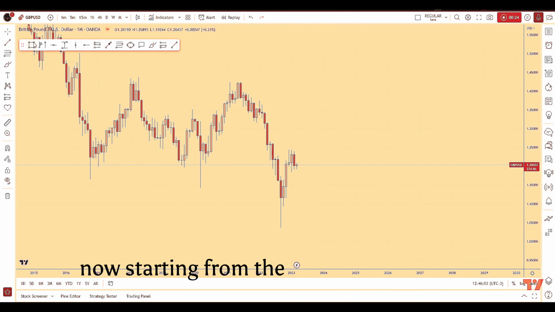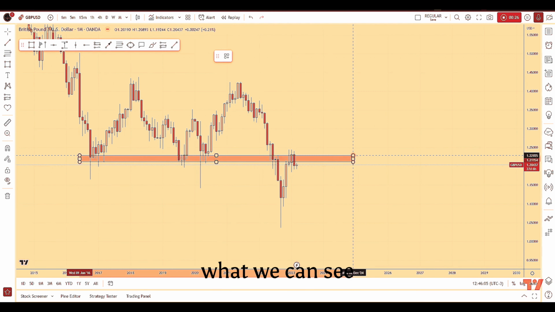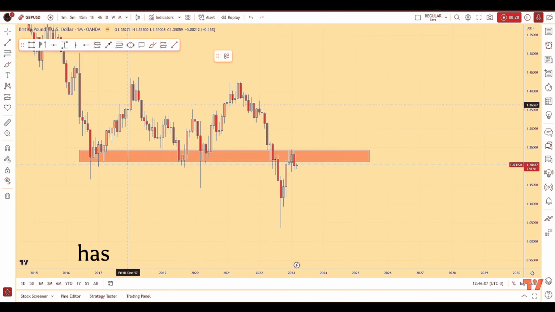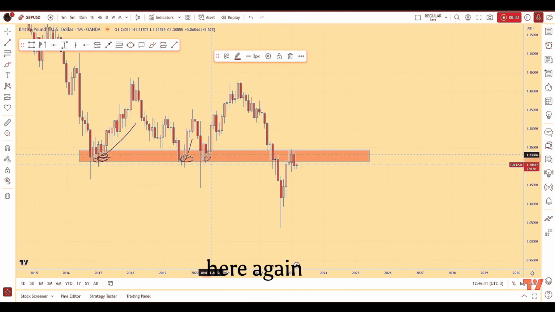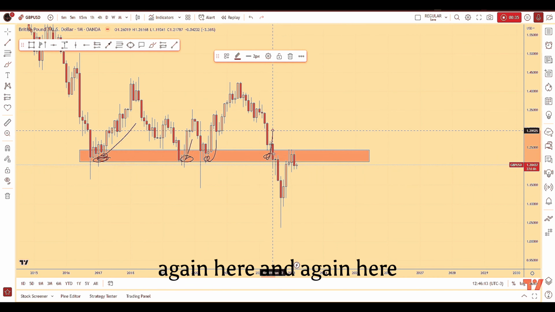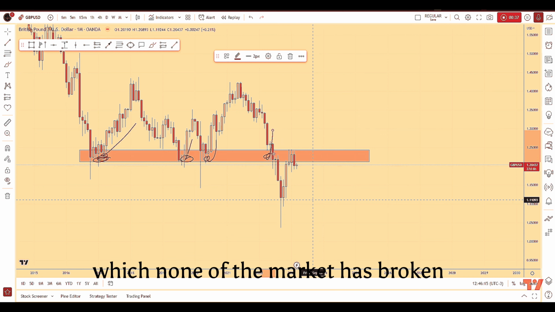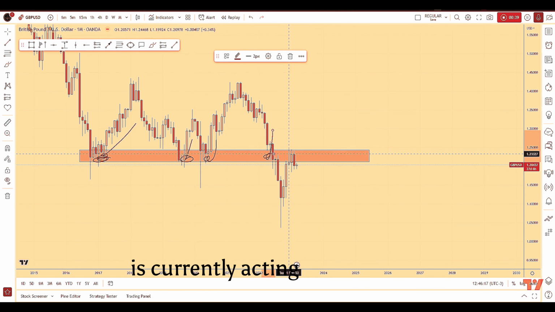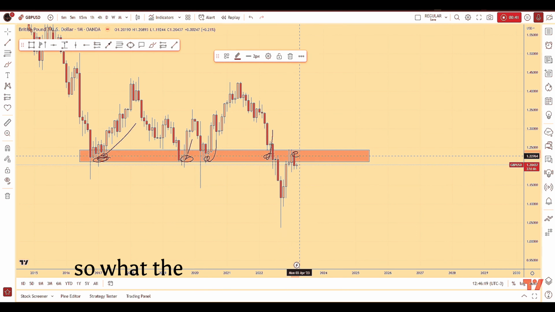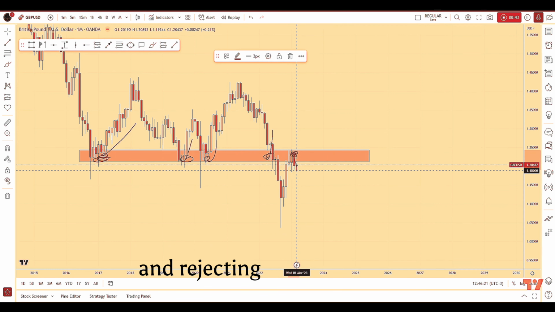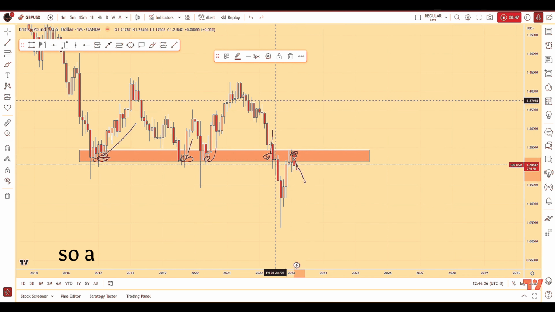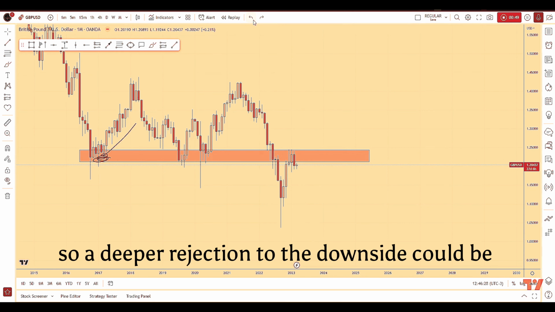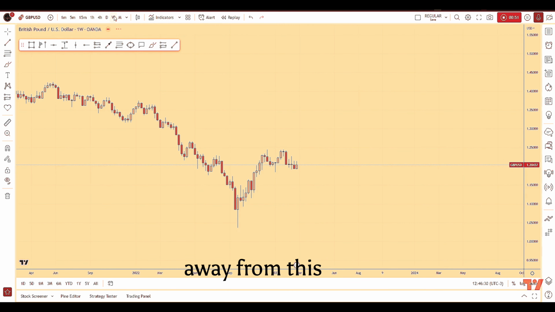Now, starting from the monthly time frame, what we can see is that we have a market which at the moment has a very strong level of previous monthly support here, again here, again here, and again here, which now that the market has broken it to the downside, is currently acting as resistance. So what the market is currently testing here and rejecting to the downside is previous support turned resistance. So a deeper rejection to the downside could be expected away from this zone.